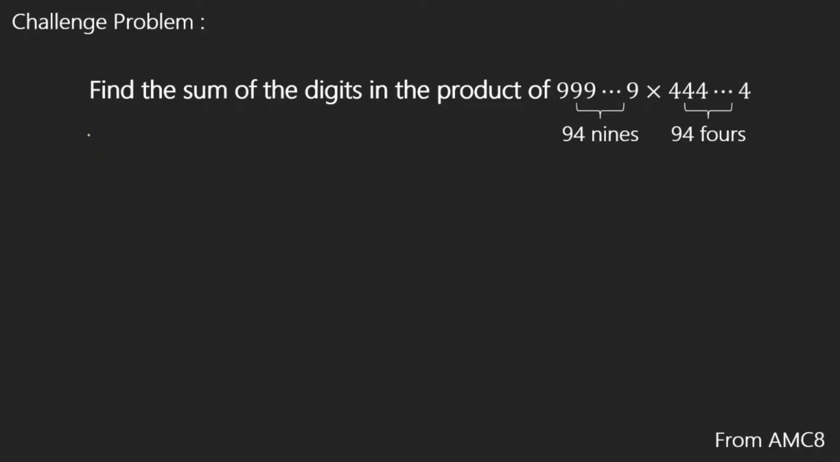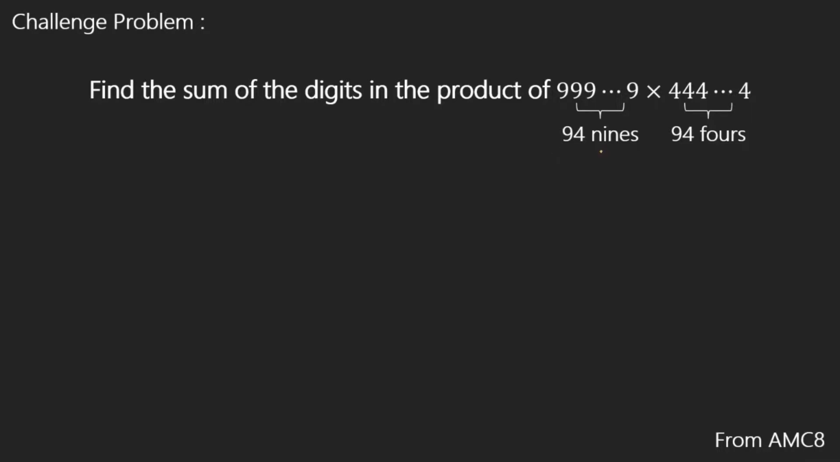Let's look at our third challenge problem. Find the sum of the digits in the product of 94 nines multiplied by 94 fours. Now these two are very large numbers, and they can appear a little intimidating to work with. But that's okay. Let's look at this number, 94 nines. That is 1 away from 1 followed by 94 zeros.